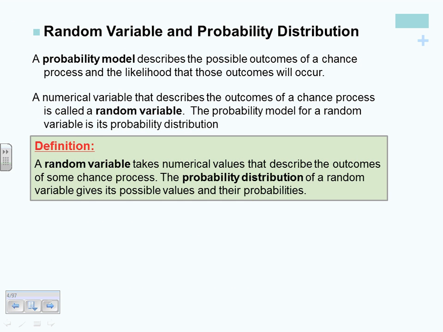So, random variables, probability distribution. We're going to have a probability model. It's going to describe all the possible outcomes of a chance process that could happen and the likelihood that those outcomes occur, the probability. A numerical variable that describes the outcomes of a chance process is called a random variable. The probability model for a random variable is its probability distribution. Again, the definition: a random variable takes numerical values that describe the outcomes of some chance process, and the probability distribution of a random variable gives its possible values and their probabilities.